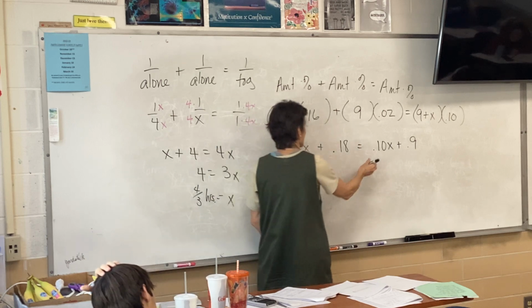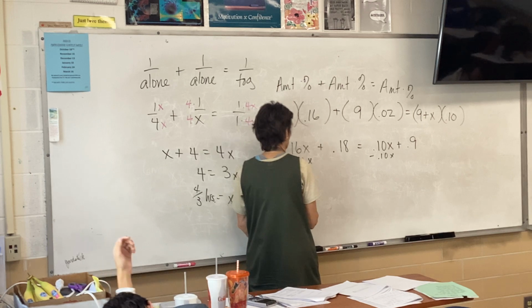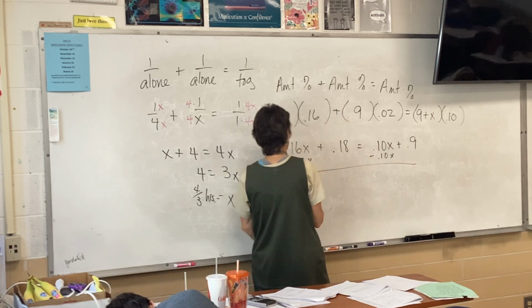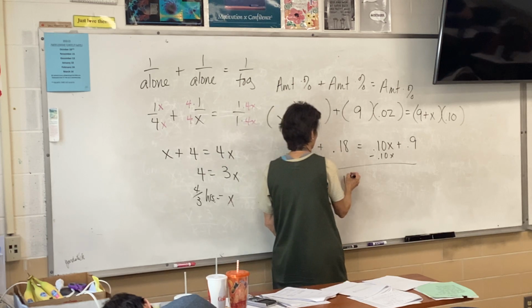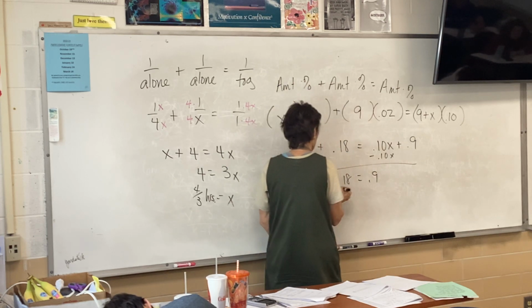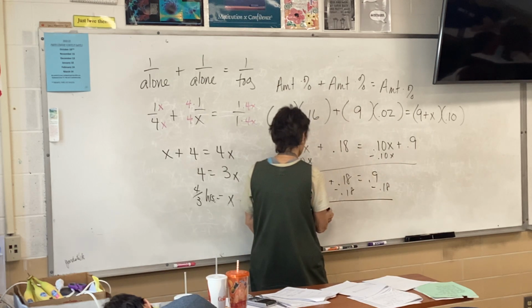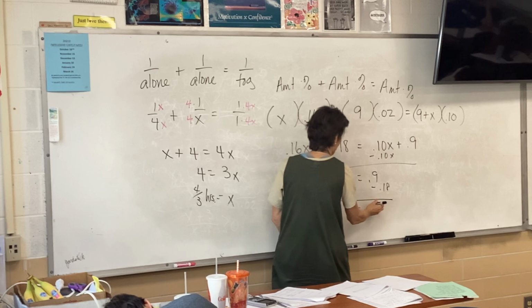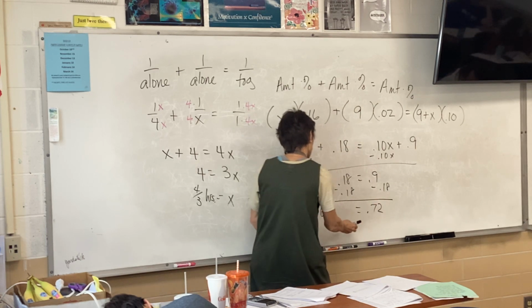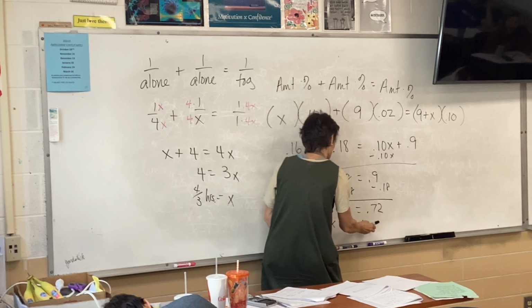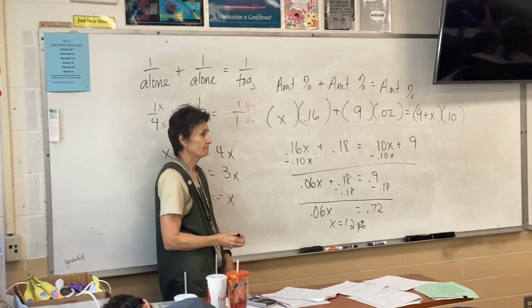All right, so we're going to subtract this from both sides. So I have 0.06. Watch that. Use your calculator. Subtract this from both sides. 0.06x equals 0.72. So I got 12 quarts. Anybody else get that worked it out? Get 12 quarts as your answer.